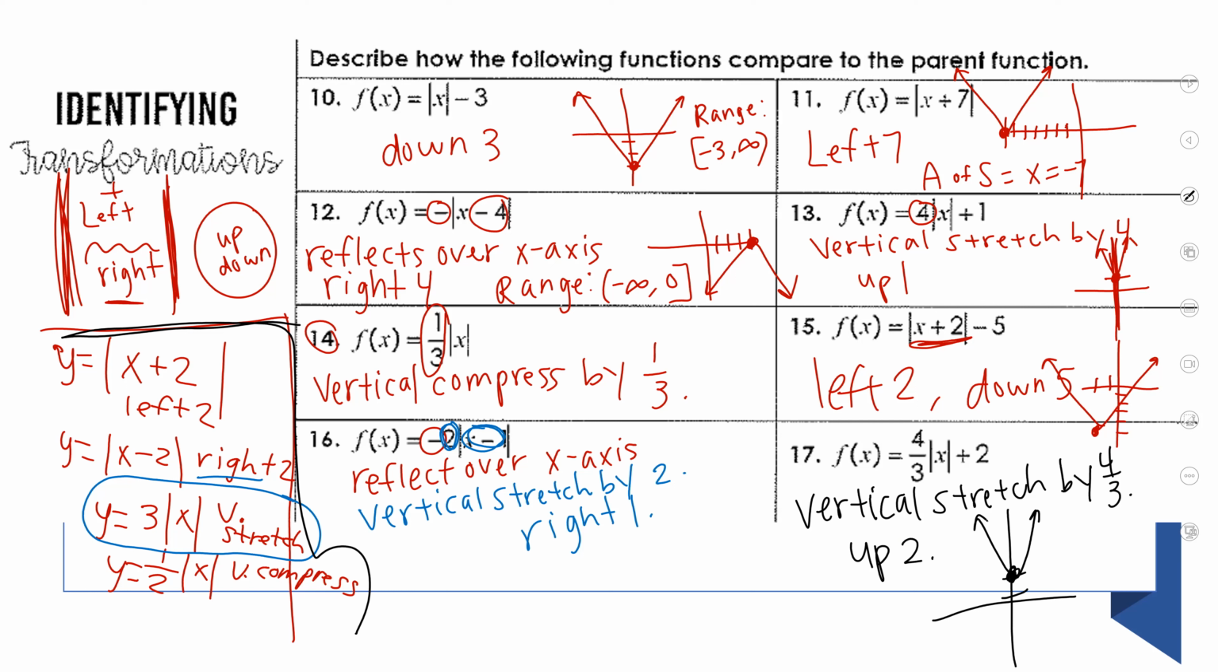Okay, any questions on these? Yes. This is a vertical stretch because 4/3 is bigger than 1. So if it's a number that's bigger than 1, it'll be a vertical stretch. If it's less than 1, like 1/3 or 1/4, 1/2, that would be a vertical compress. Other questions?